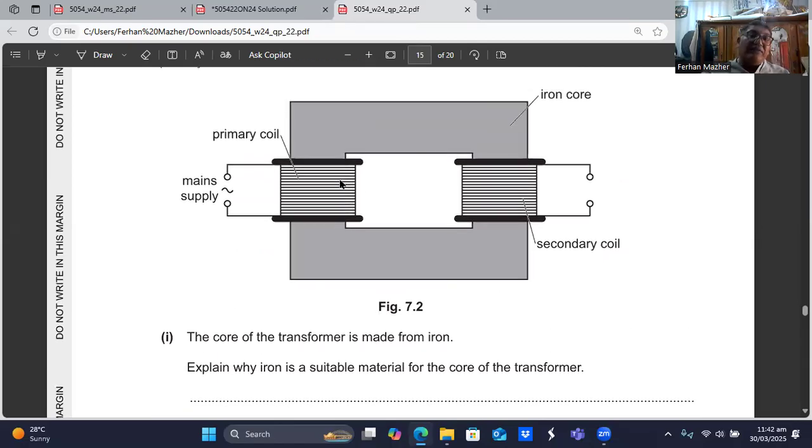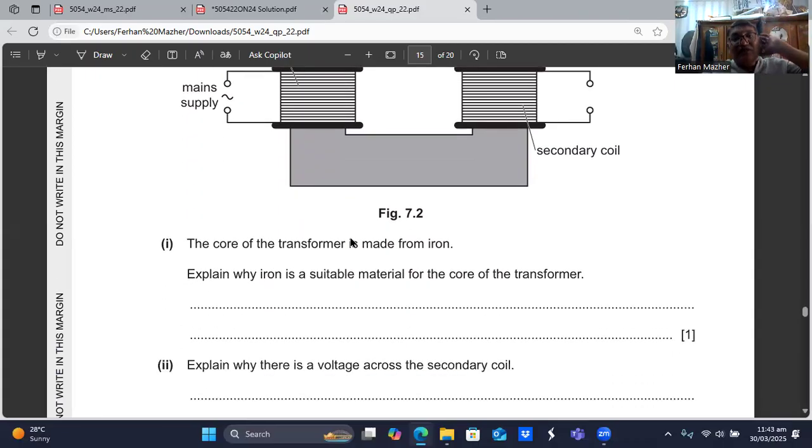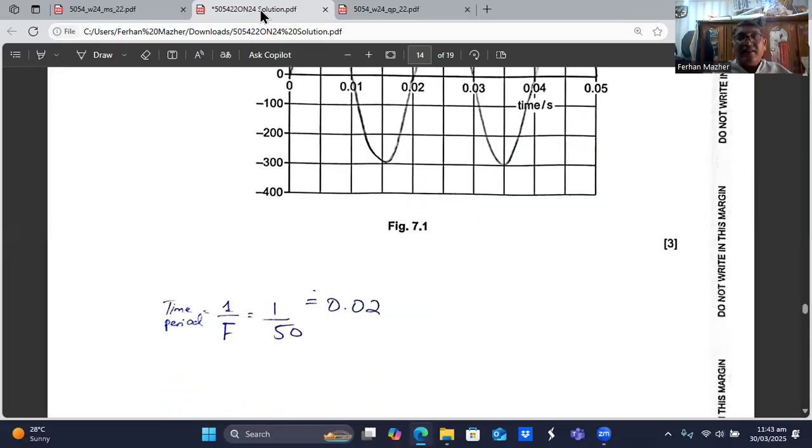You see what will happen. Iron is a magnetic material, so it will concentrate all the magnetic lines of this electromagnet, and this iron core will provide a path for them. So all of the magnetic lines will be concentrated in this core, and then they will pass through this secondary coil, and then from here they will come back. So no magnetic lines will go out into the air, so the magnetic field is not wasted, you can say. It will provide a path for the magnetic lines to go through the secondary coil.